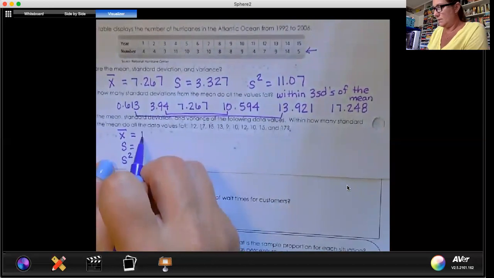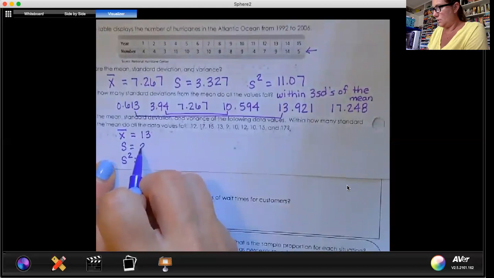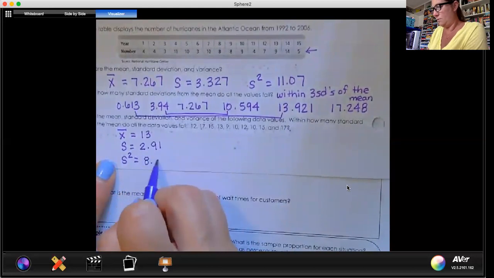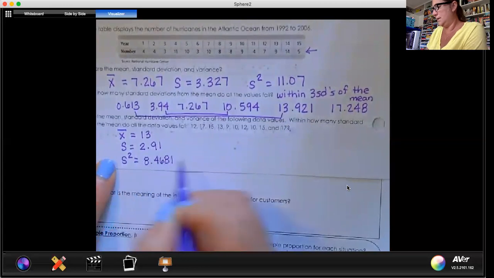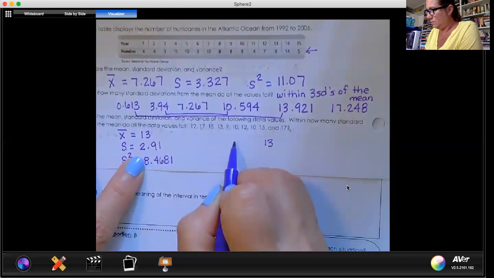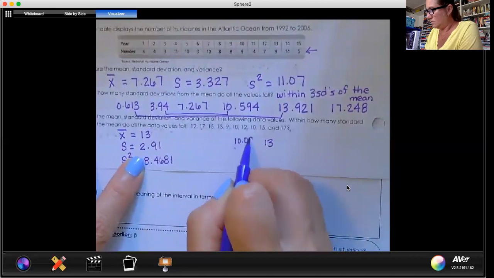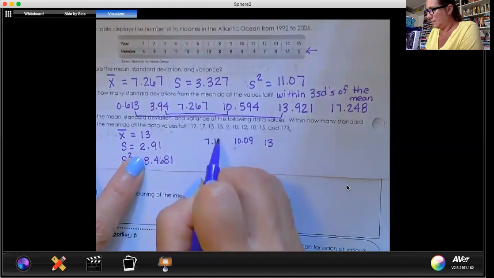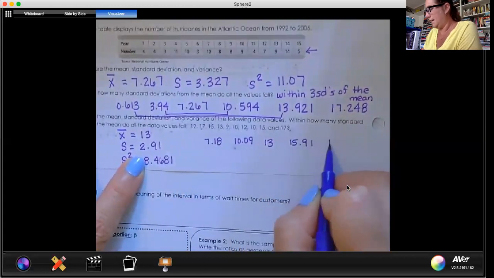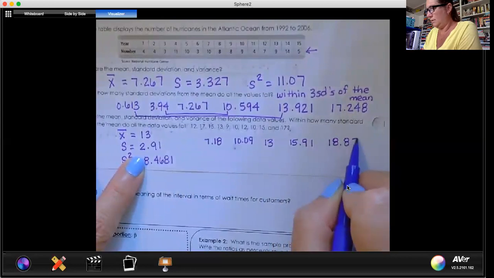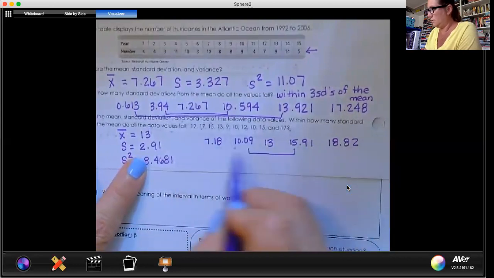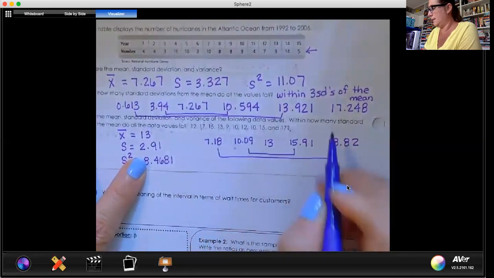All right, your mean was 13, your standard deviation is 2.91, and your variance was 8.4681. So your mean goes in the middle, and we subtract 2.91, and we subtract 2.91 again, and then we add 2.91, and we add it again. And we look at our data, and everything is going to fall between 2 standard deviations of the mean.